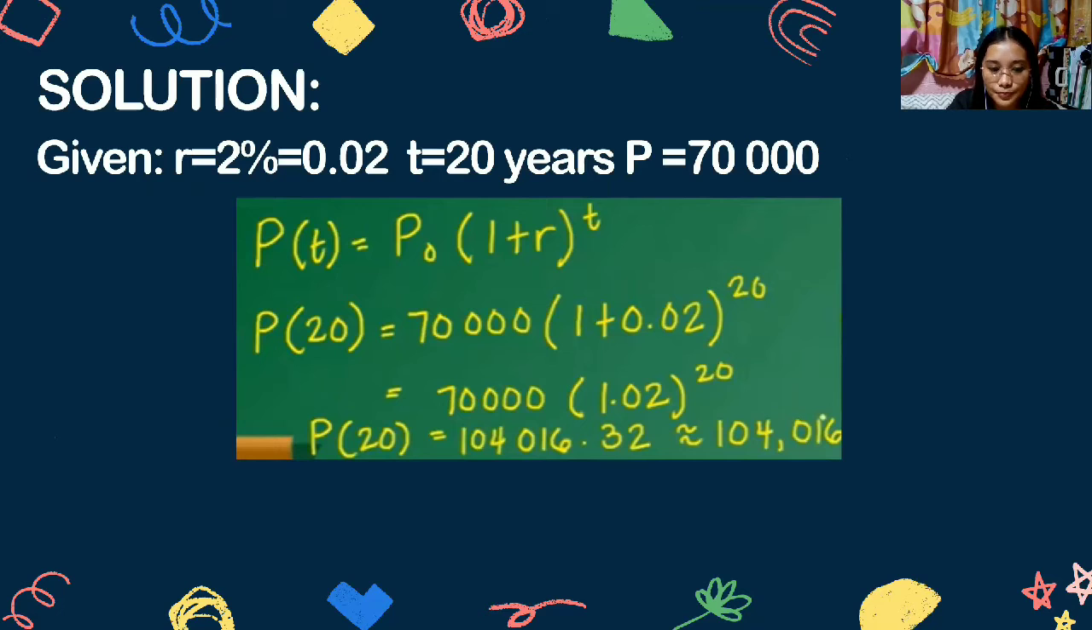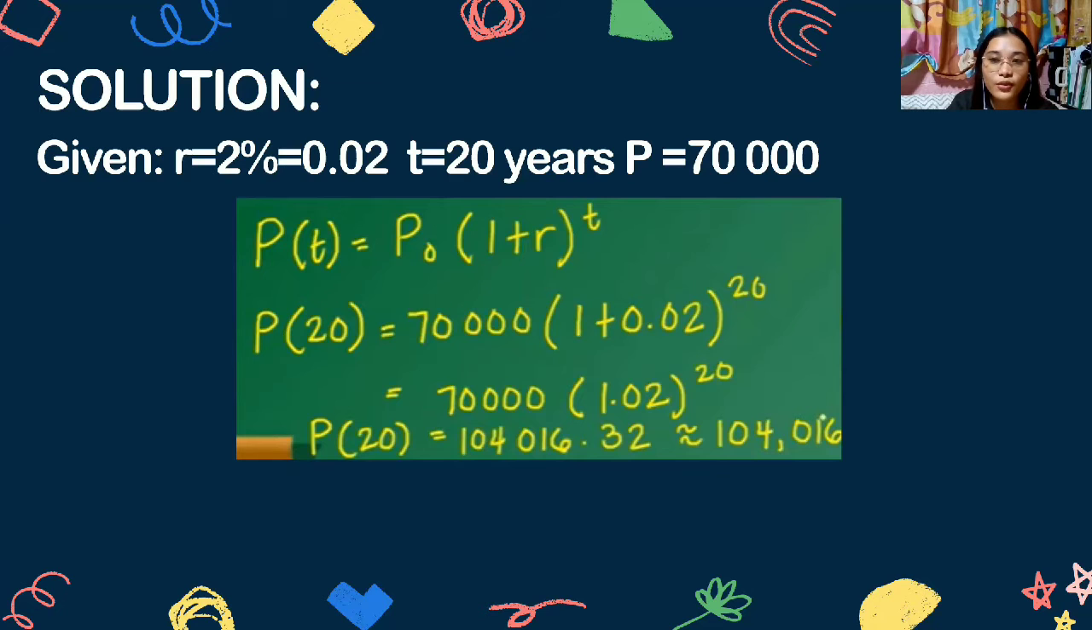So, we have P of 20 equals 70,000 times (1 plus the rate 0.02) raised to the power of t, which is 20. Simplifying all of this, we have 70,000 times 1.02 raised to 20. So, based on this, we have P of 20 equals 104,016.32. We need to round this off because we do not have 0.32 of a person.